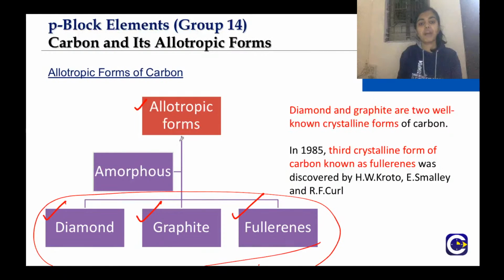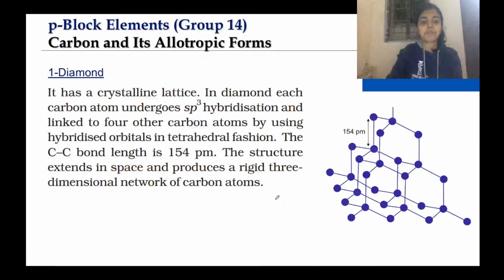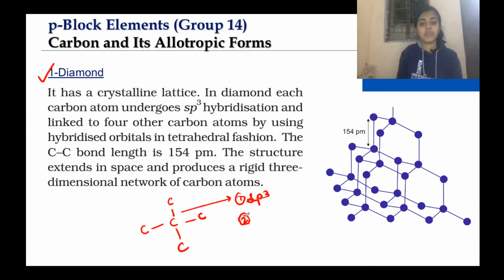So allotropic forms of carbon are of two types. One is crystalline and the second one is amorphous. Now amongst crystalline there are three forms: diamond, graphite and fullerenes. We will study them one by one. Okay. Now come on to diamond. So in diamond, carbon has sp3 hybridization. That means it is tetrahedrally surrounded by 4 carbon atoms, right? So carbon is sp3 hybridized. First point, carbon has a tetrahedral geometry.